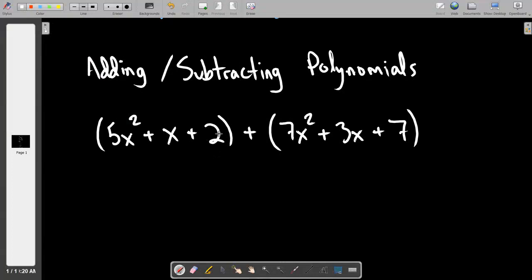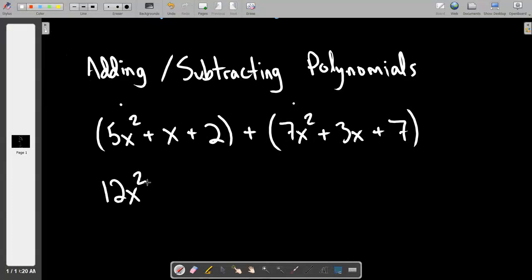Now, prepare to learn one of the easiest things that you've learned all year, and that is how to add 2 polynomials together. Adding polynomials together is as simple as just combining the like terms that you see. So if you take the x squareds and you put them together, what is 5x squared plus 7x squared?